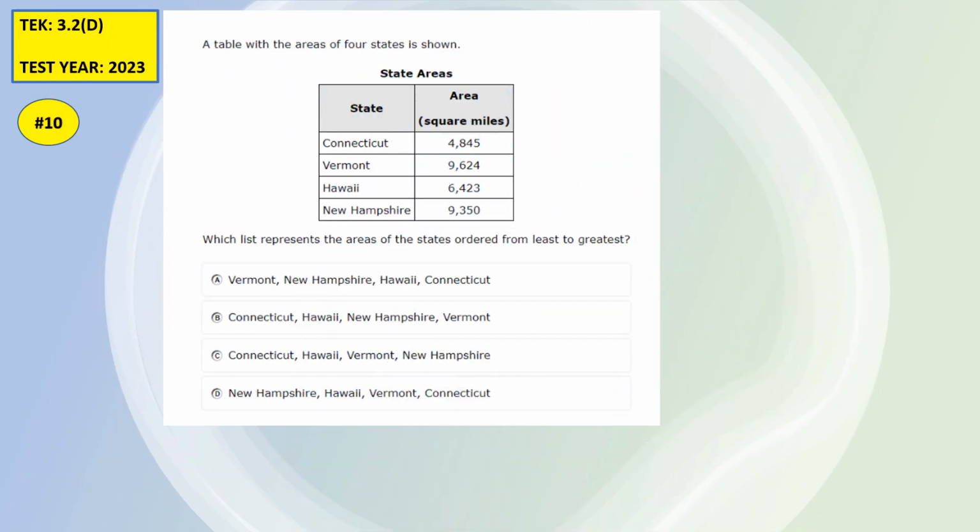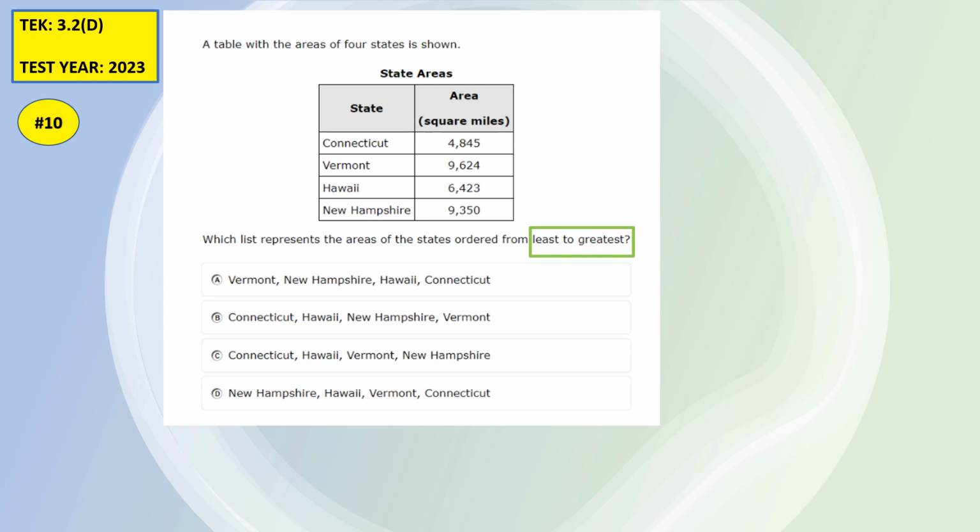Now let's work on our solution. It says a table with the areas of 4 states is shown. So we have the 4 states here, and we have the areas. Now it says which list represents the areas of the states ordered from least to greatest. That's the important part. So we have to list the numbers from least, which is the smallest number, to greatest, which is the largest number. We have 4 numbers here.